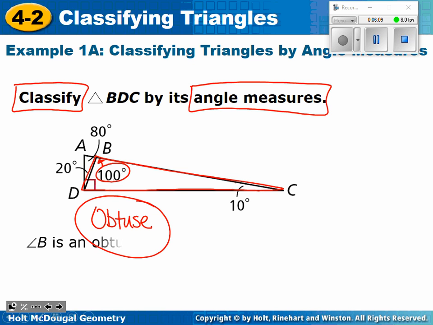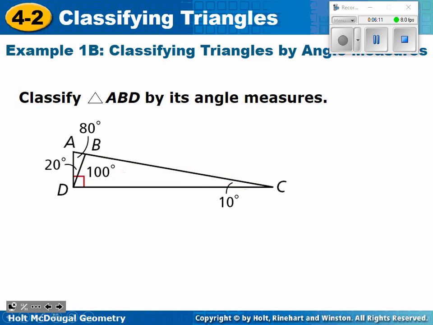Okay, let's try another one. Same picture, different triangle. Classify triangle ABD by its angle measures. So find ABD. We're looking at this triangle right here. 80 is pointing to angle A. 20 is pointing to angle ADB. Okay, so you think it's acute. What are we missing before we should make our decision?